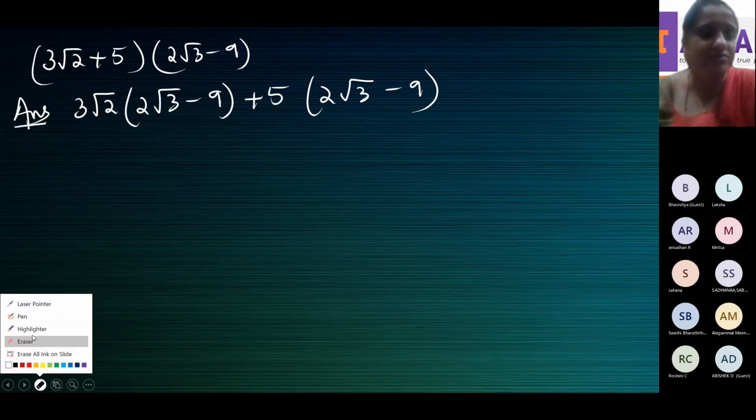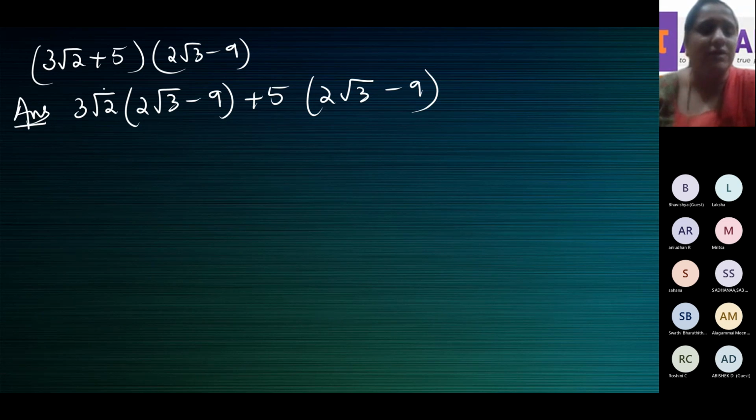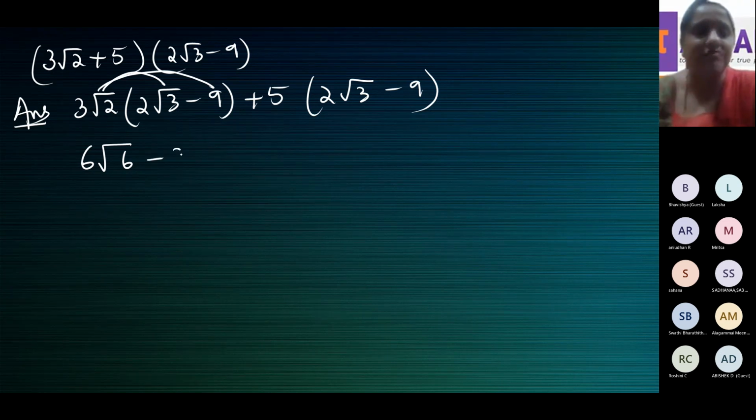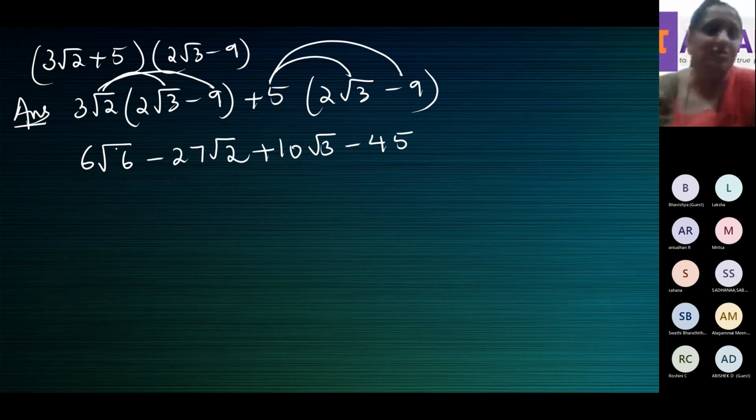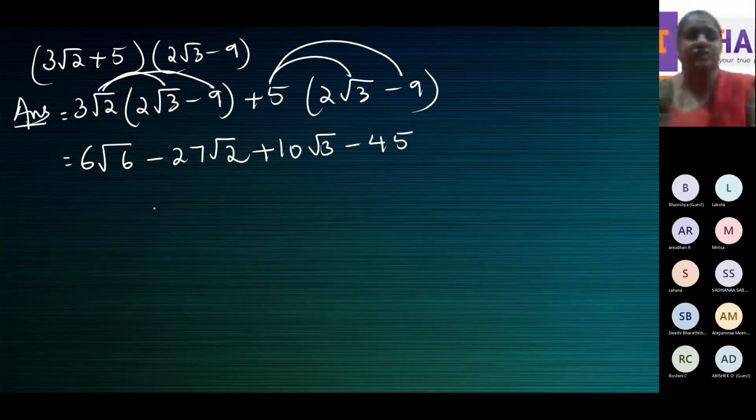Then after this, multiply these two terms. 3 into 2, 6. Root 2 into root 3, root 6. Then 3 root 2 into minus 9, minus 27 root 2. Then 5 2s are 10, 10 root 3. And finally, plus 5 into minus 9, minus 45. Now this cannot be simplified further. So this is the final answer.